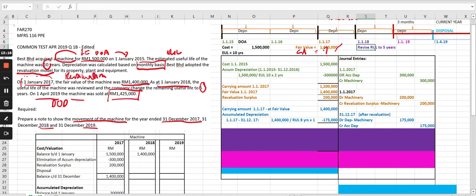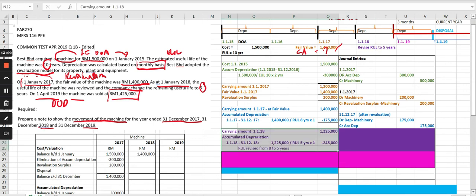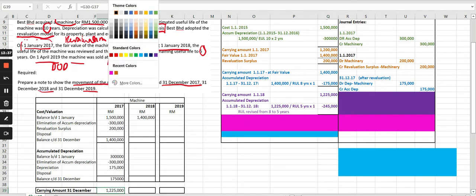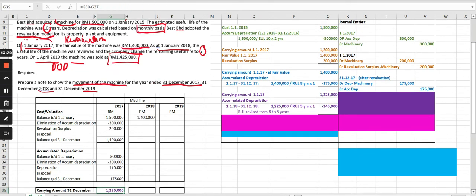So for the second year, you're going to calculate the depreciation. That is the only thing that took place in that year. This is the calculation that I've done for you. You take the carrying amount 1225, divided by the remaining useful life, which has now been revised to 5 years, times 1, so you have 245. So for the second year, the depreciation would be 245.